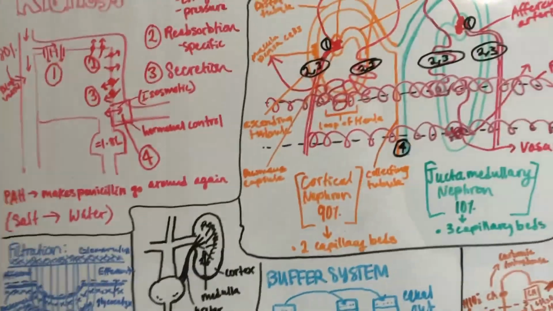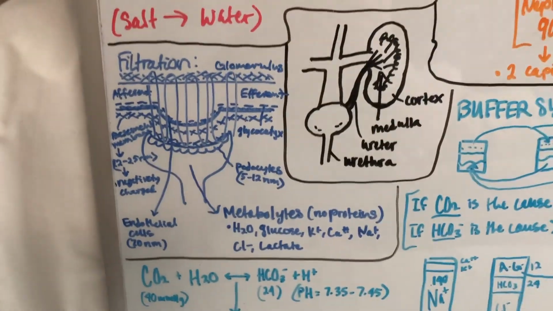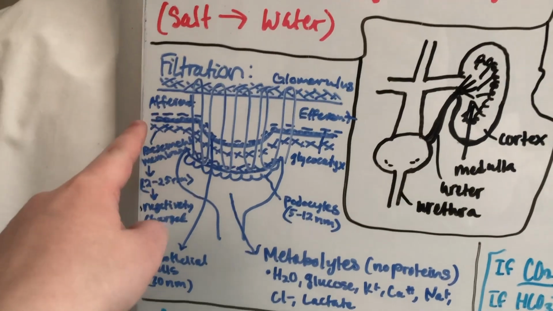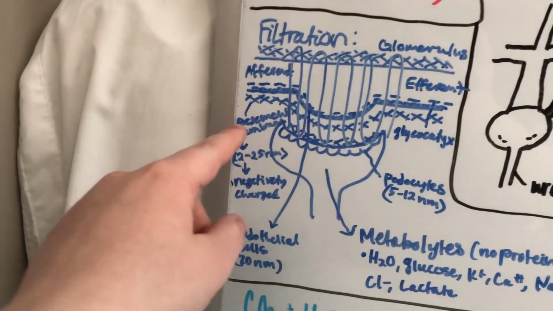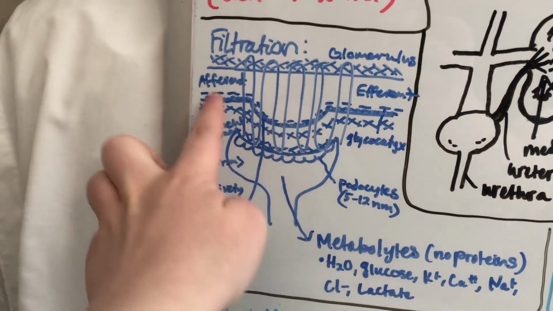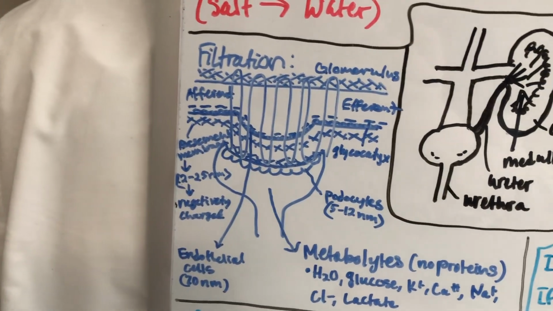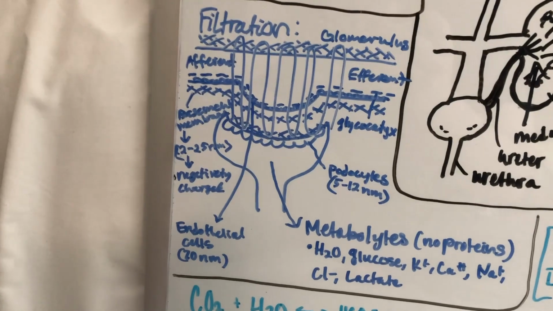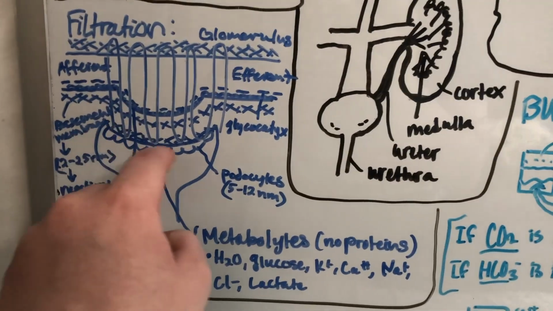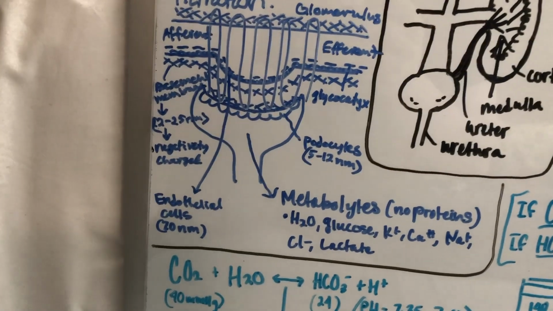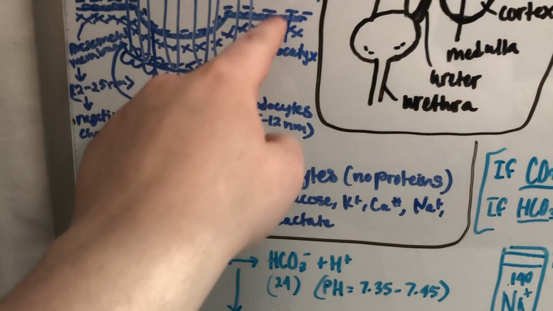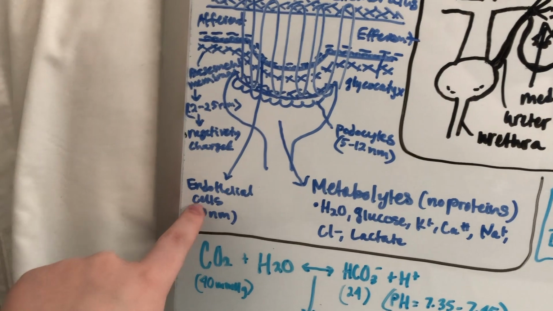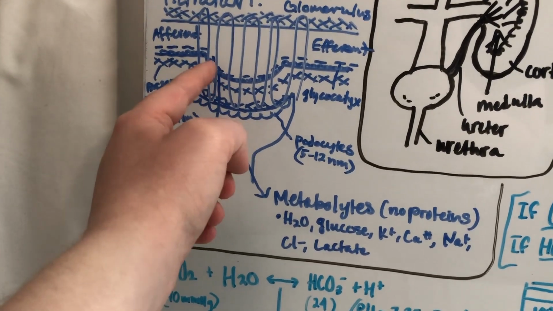Okay, so now we're gonna skip down here, and this is going a little bit more in depth into the filtration. So this is the glomerulus, and we have our efferent and our afferent side. And then this bunch of X's on all of these symbolizes the basement layer, and that's 12 to 25 nanometers, and this is negatively charged. And then we have podocytes lining these, and that's 5 to 12 nanometers. And we also have our glycocalyx lining that right there. And then our endothelial cells are right here.